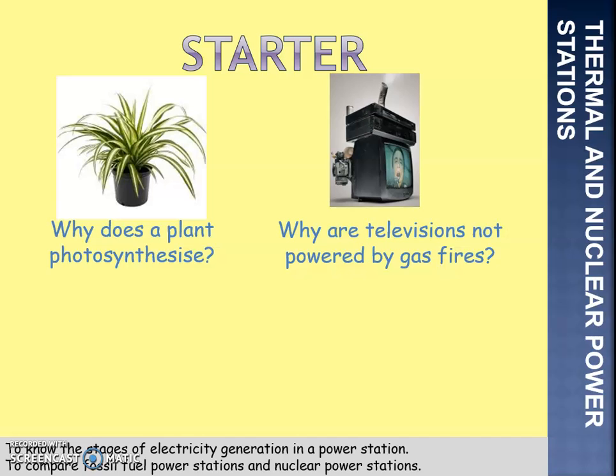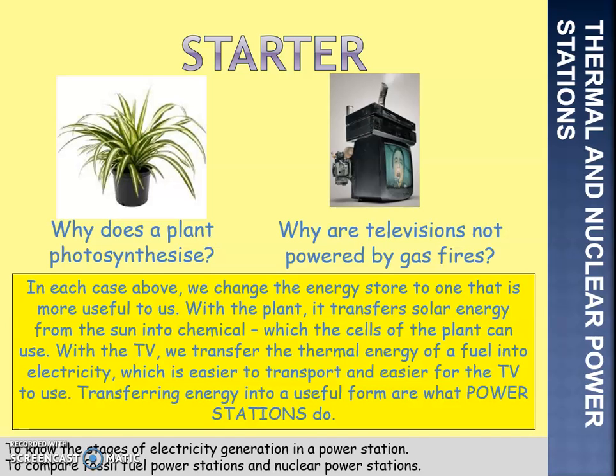Okay, so answers for this one. In each case above, we change the energy store to one that is more useful to us. So with the plant, it transfers solar energy from the sun into chemical energy. That means the cells of the plant can then use that energy. They cannot directly use energy from the sun, but they can transfer it into a form that is useful. With the television, we transfer the thermal energy of fuel into electricity, and that's much easier to transport and much easier for the television to use.